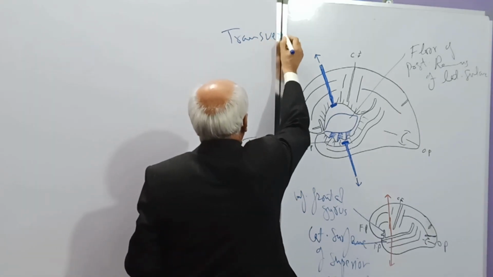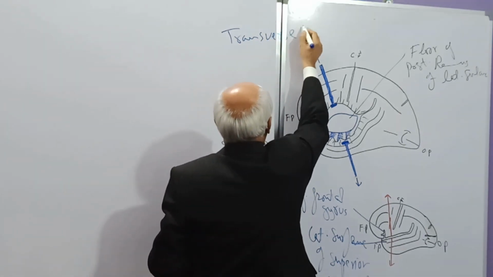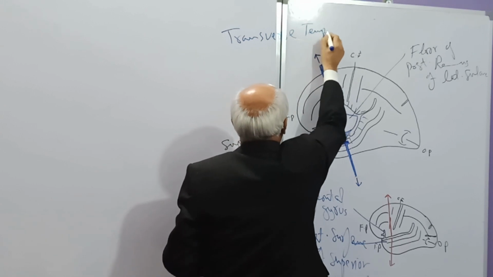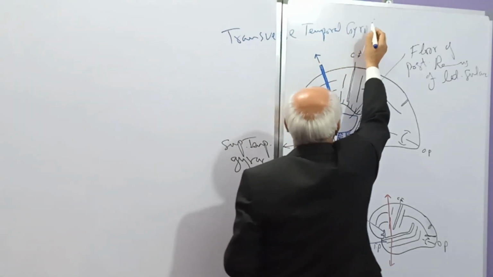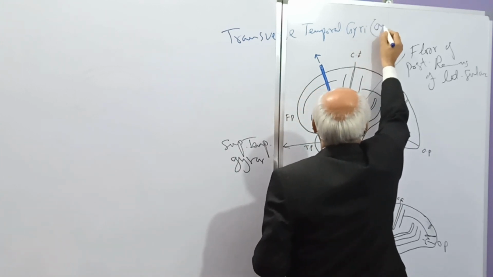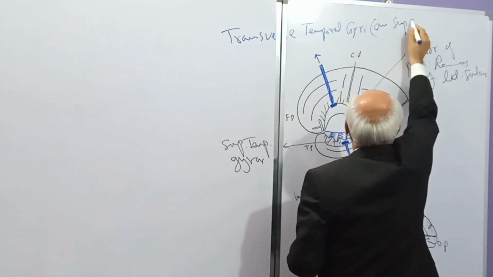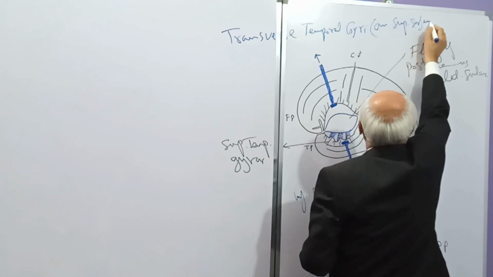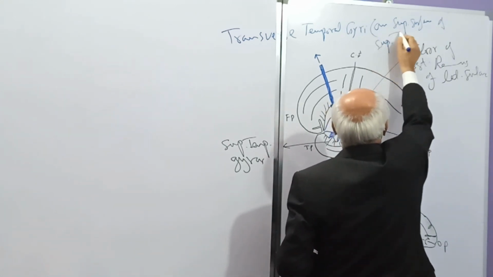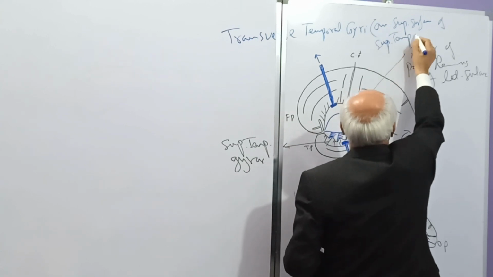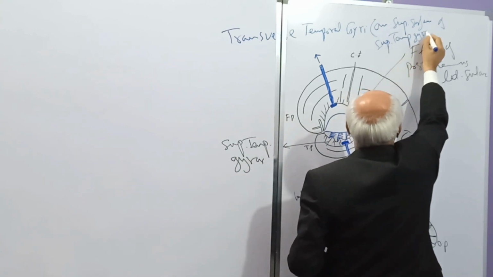Transverse temporal gyri, where these are present on the superior surface of the superior temporal gyrus.